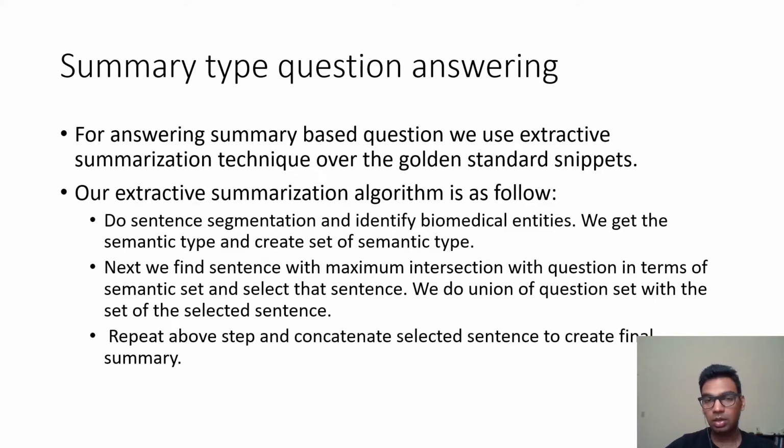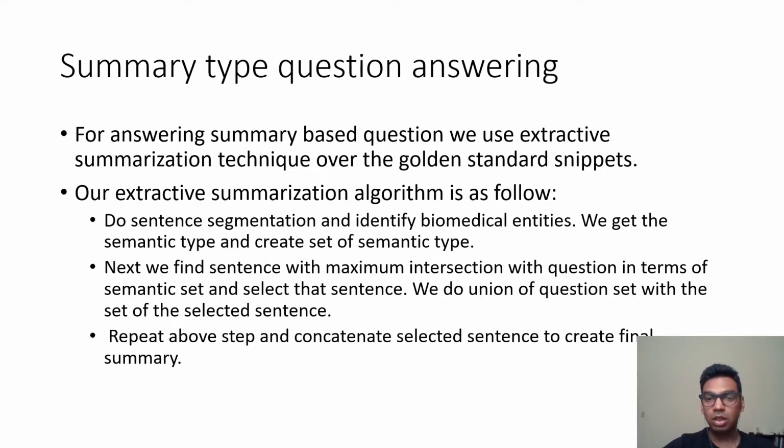Once that is done, and once we have all the biomedical entities for all the sentences, including the question, we also get the semantic type for every entity, and then we use that semantic type to create a set of semantic types. Each sentence has its own set of semantic types. We will talk more on how that is done in the next few slides.